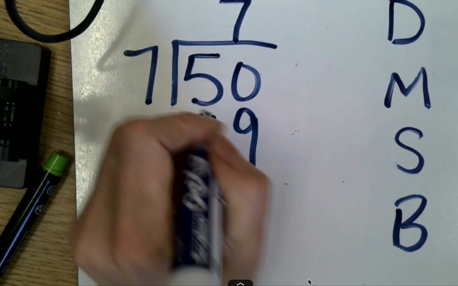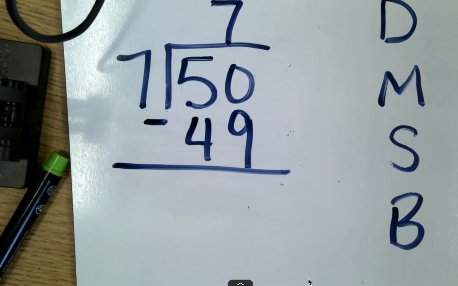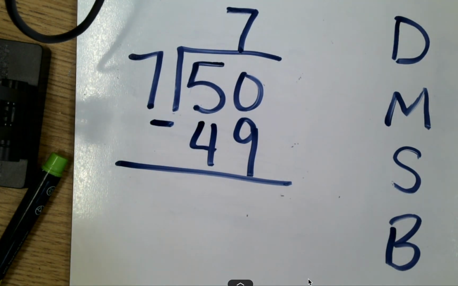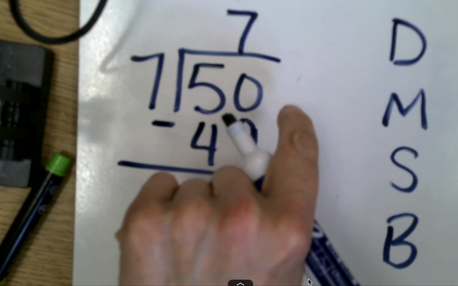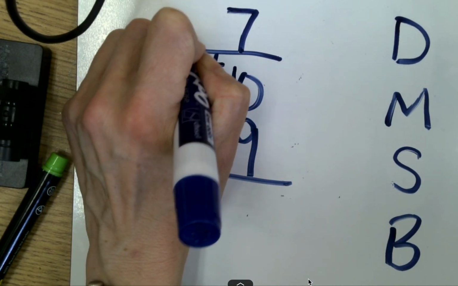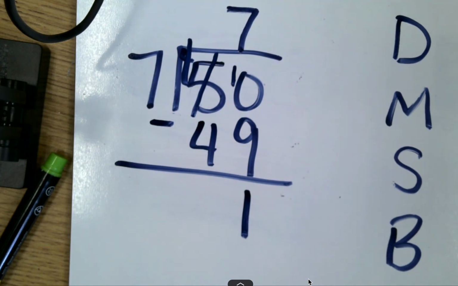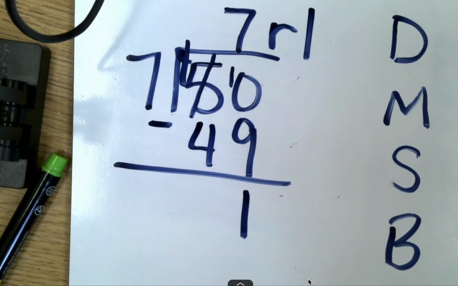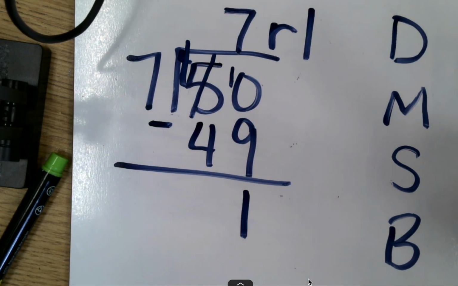Next, I subtract. I know 50 minus 49 is 1, but I'm going to regroup. So my 0 becomes a 10. I steal a 10 from the 5, which becomes a 4, and I'm left with 1. I have nothing else to bring down. Remainder 1. All right, so I did the first 2.